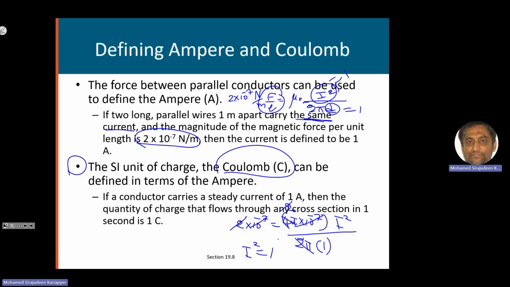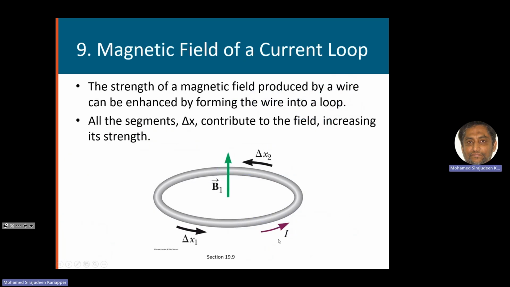It's also an electricity unit, the amount of charge. Because what is the definition of the current? If a conductor carries a current of 1 ampere, then the quantity of charge that flows through its cross section in 1 second is 1 coulomb. Right, now we get to the next section. Maybe I'll make this another video, but we'll stop with this. It will take some time as well.